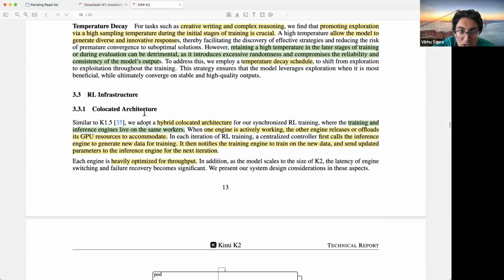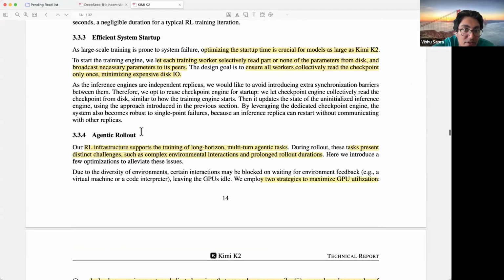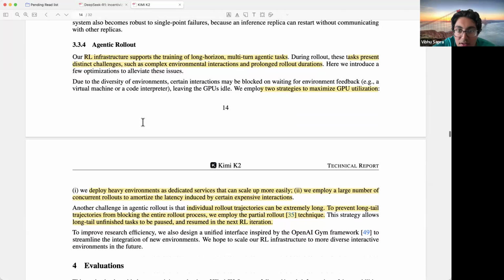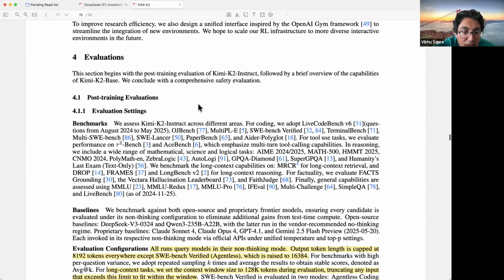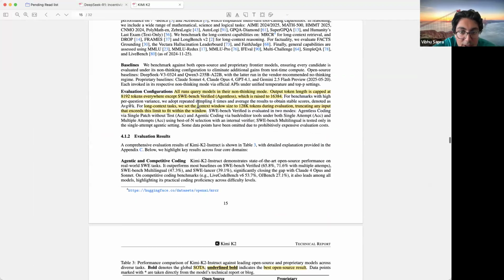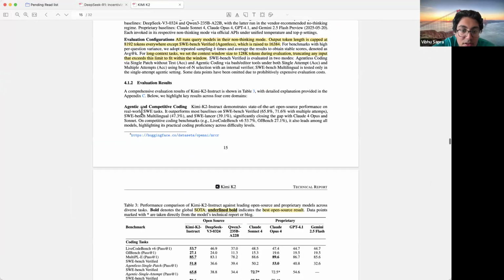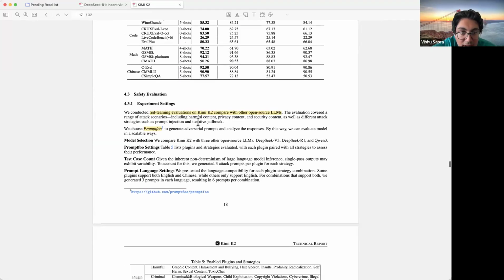RL infrastructure, I don't think we have time for a lot of this. Efficient engine swapping, efficient system startup, agentic rollout. RL infrastructure supports training on long-horizon, multi-turn agentic tasks. Tasks present distinct challenges. Two strategies: deploy heavy environments. Okay, evals. All the evals are done at 4K context. Yeah, SOTA, Berry SOTA. I think that's enough.